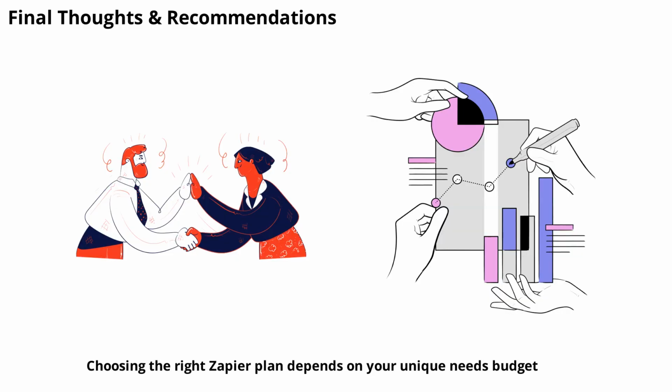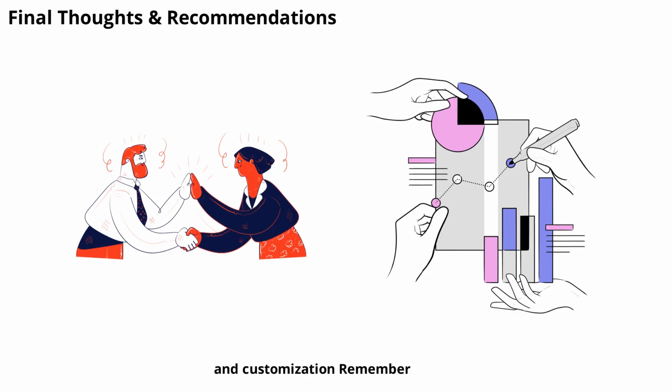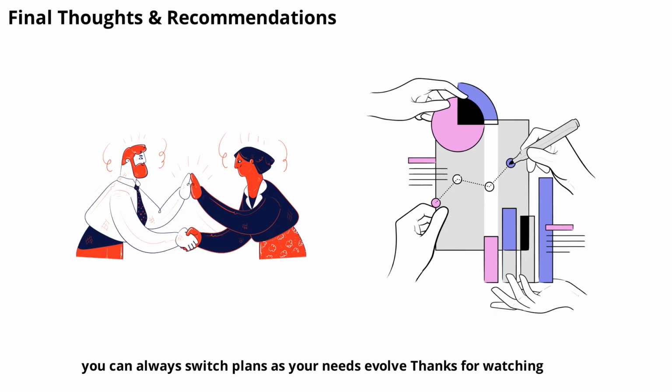Choosing the right Zapier plan depends on your unique needs, budget, and workflow complexity. Start with the Basic plan if you're new or have simple needs. Upgrade to Pro for more power and flexibility. Choose Enterprise if you require advanced security, support, and customization. Remember, you can always switch plans as your needs evolve.